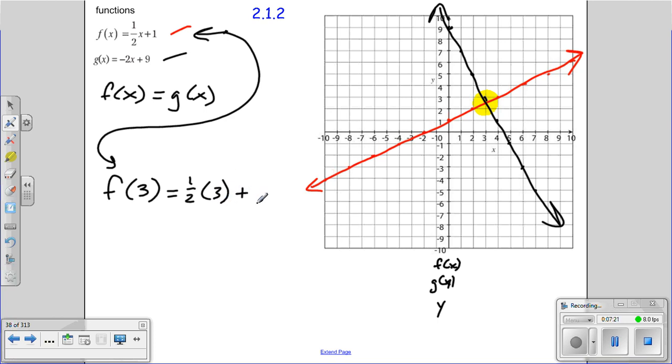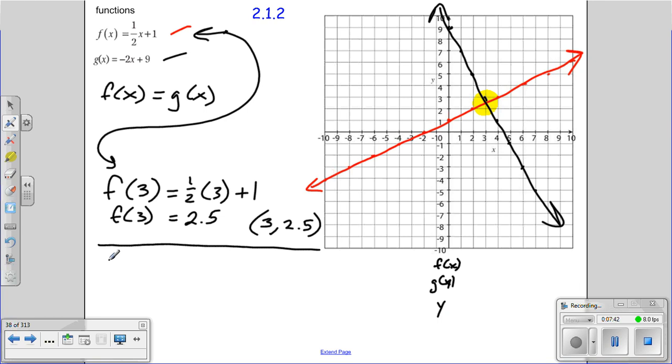Okay. Now we're going to take 3 and evaluate it. So that's 3/2 plus 1. So that'd be roughly 2.5. Okay. So that's like an ordered pair. We could say the ordered pair 3, comma 2.5. We have an input and then we have an output. Okay. Then we could do the same thing for g of x. And instead of putting x there, we're going to put a 3. We're going to evaluate it.